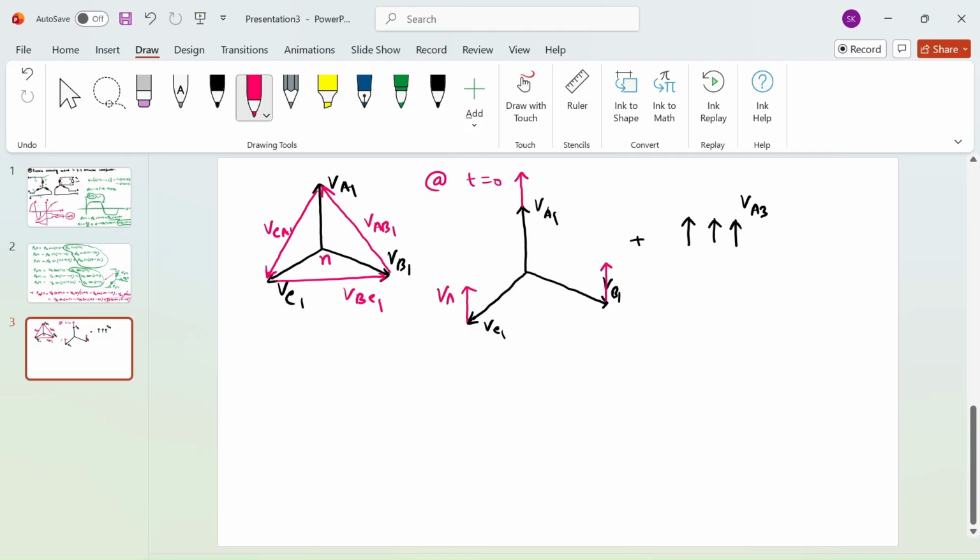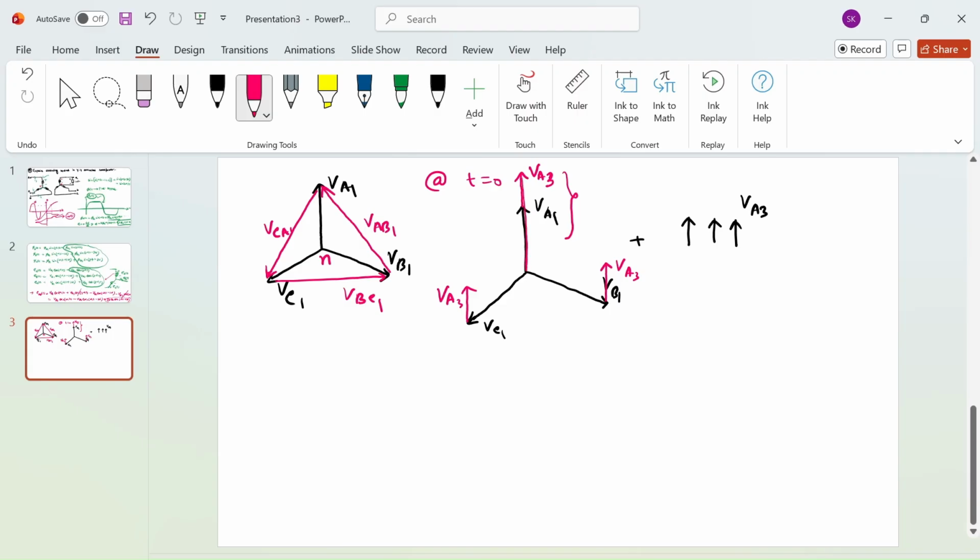So it is VA3, VA3 and VA3. All magnitudes are the same because of the third harmonic voltage. So I am representing simply VA3 only. Now one thing that you can see from this picture: for phase A, the phasor addition of the phase voltage because of the fundamental and third harmonic is simply a scalar addition, VA1 plus VA3. So it is a scalar addition.